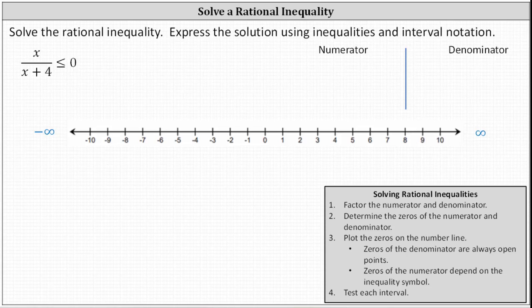We're asked to solve the rational inequality, express the solution using inequalities and interval notation. We'll also graph the solution on the number line. We have x divided by the quantity x plus 4 is less than or equal to 0.